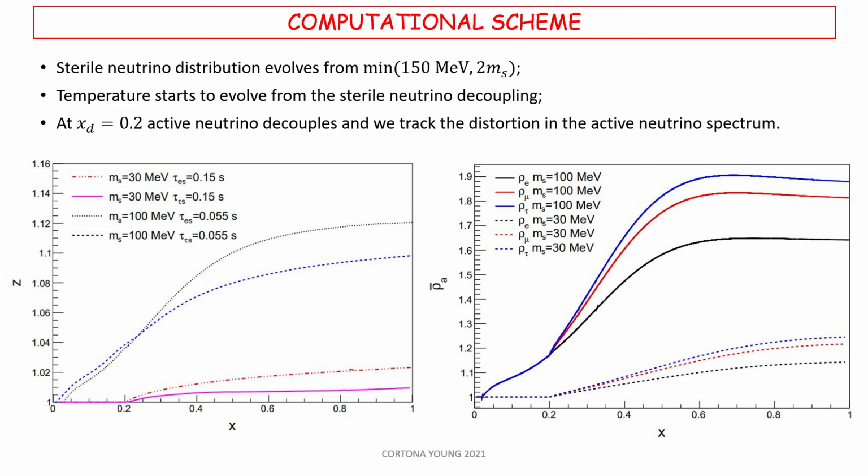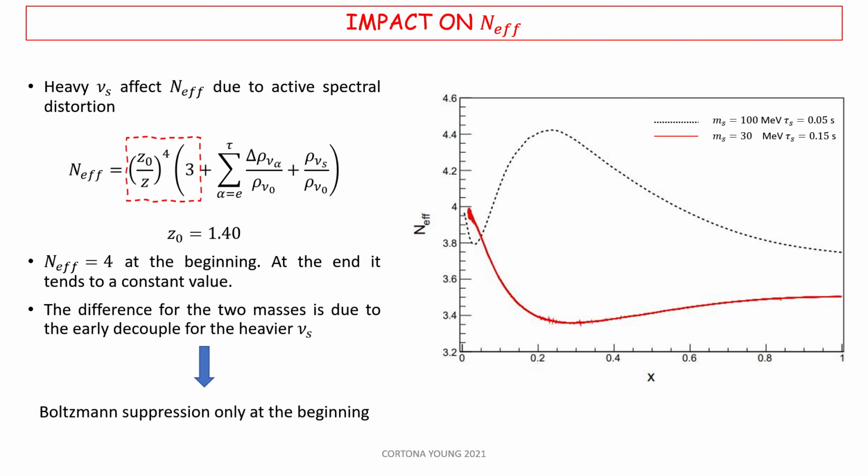In the slide one can see some example of the evolution that we have obtained. Sterile neutrinos impact the early universe with two parameters. The first of them is N effective. N effective in the standard model is equal to 3, while introducing sterile neutrinos, the definition changes, and we can use this definition on the slide.